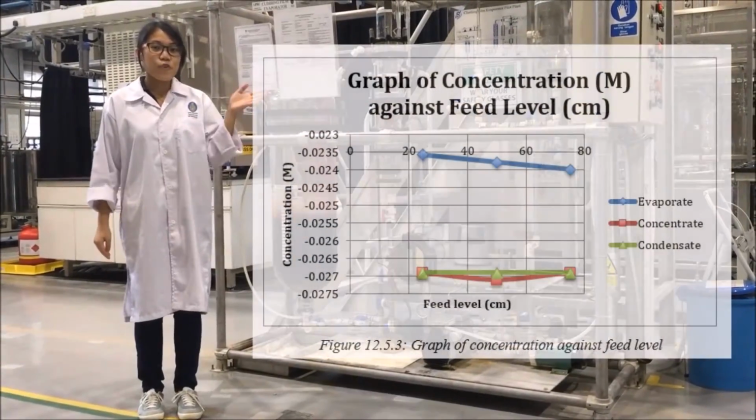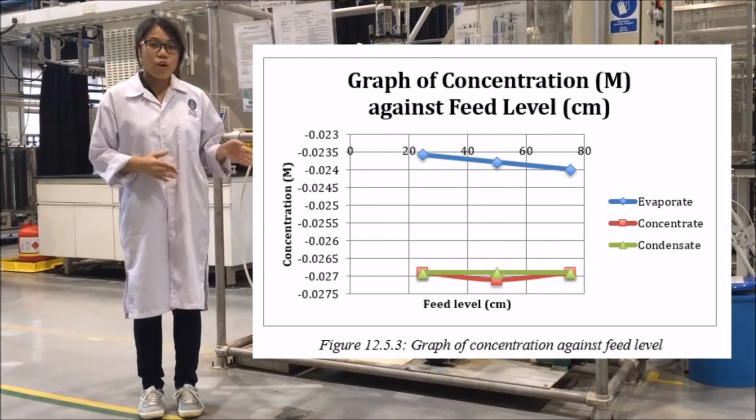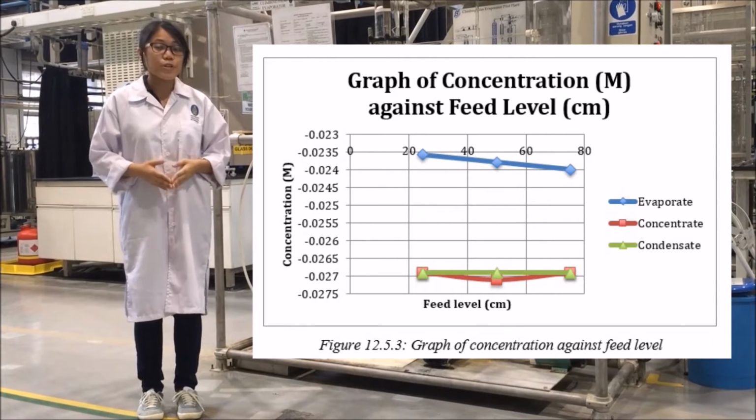This is a graph of concentration versus feed level. When we increase the feed level, the concentration of the evaporate decreases due to the slower evaporation rate.